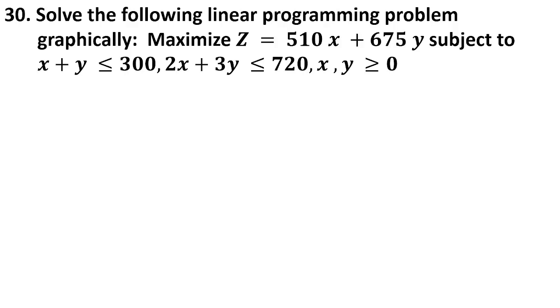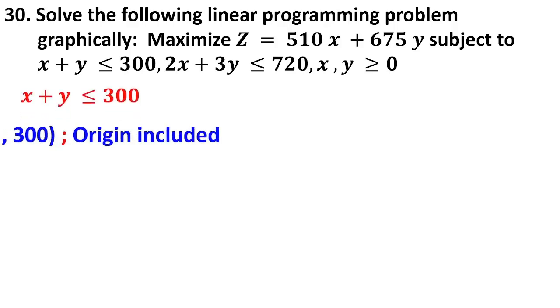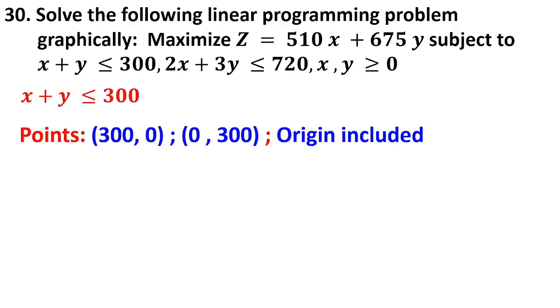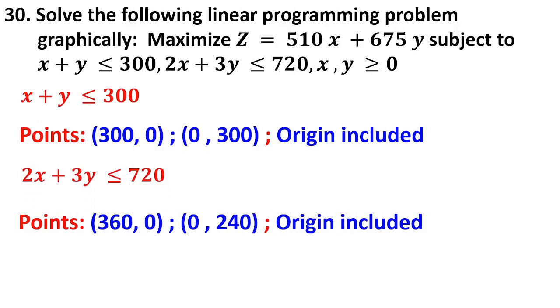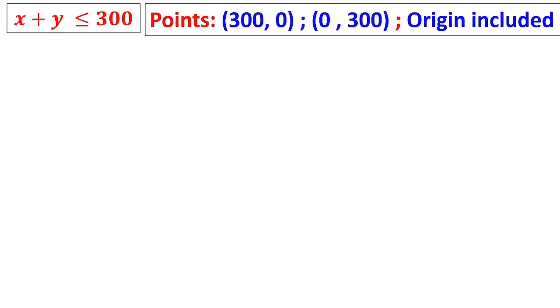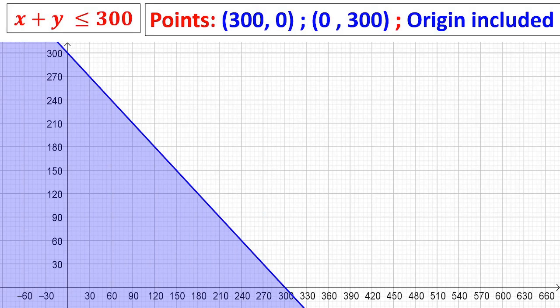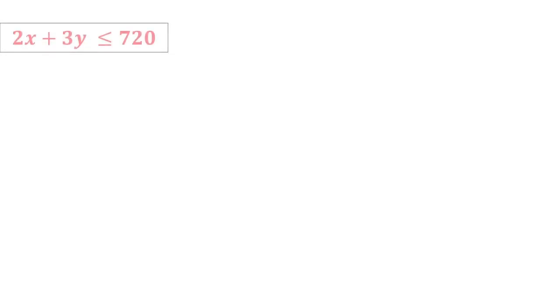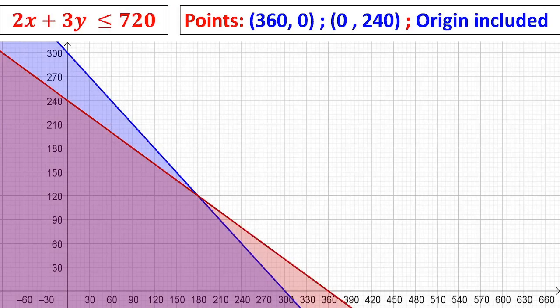Well, we have to find the solution for this linear programming problem. X plus y less than or equal to 300. The points are 300, 0 and 0, 300, less than or equal to, therefore origin included. Second one, the points are 360, 0 and 0, 240, origin included. And you know what is the meaning of x comma y greater than or equal to 0. This is the first graph passing through 300, 0 and 0, 300 and origin included. Second one, passing through 360, 0 and 0, 240 and origin included.